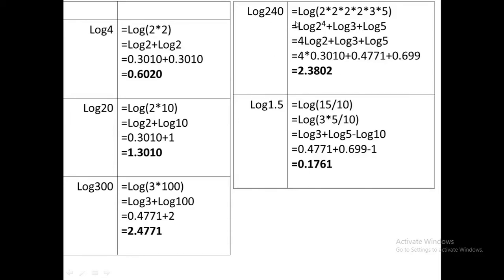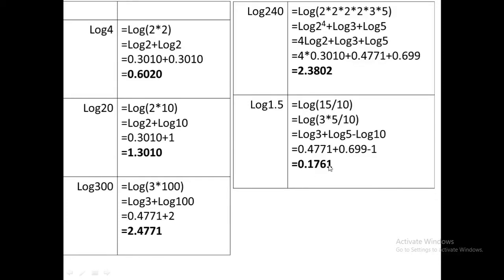We can also use this method for some other number like 240. Log 240 can be written as 2 into 2 into 2 into 2 into 3 into 5, or it becomes 4 log 2 plus log 3 plus log 5. After putting all the values, we can calculate it as 2.3803. Whereas for log 1.5 we can convert it to 15 over 10, or 15 can be rewritten as 3 into 5, or we can simply write log 3 plus log 5 minus log 10, and the final log value will be 0.1761.